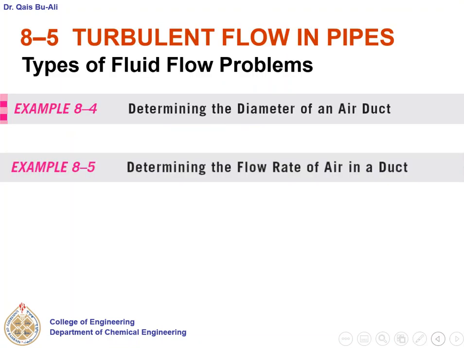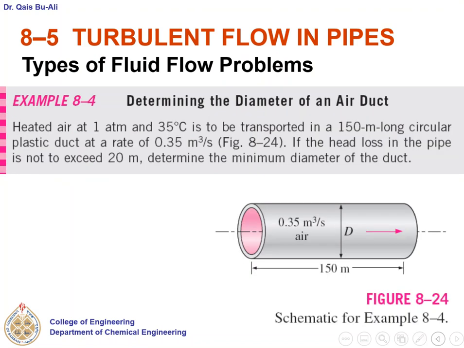When you go through your book, you will see that there are other examples. I'm just mentioning two of them here: determining the diameter of an air duct and determining the flow rate of air in a duct. I will leave this for you, and I'm going to discuss this example here. So this is the example, determining the diameter of an air duct.